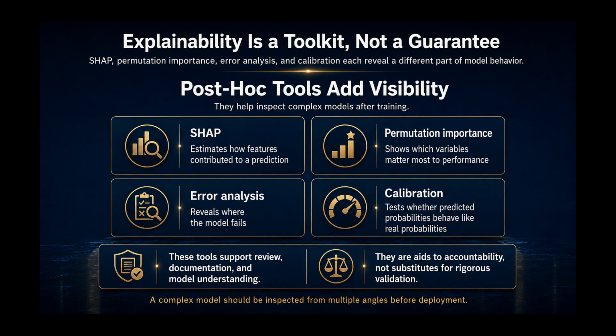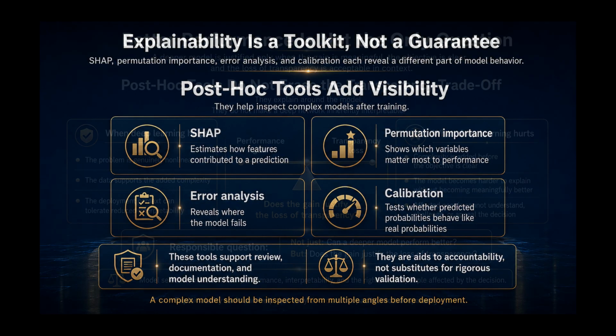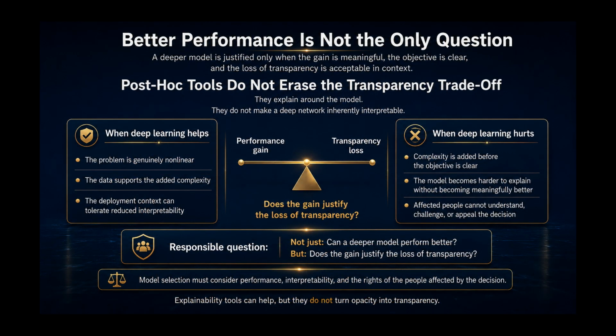Post hoc explainability tools can help. SHAP can estimate how features contributed to a prediction. Permutation importance can show which variables matter most to performance. Error analysis can reveal where the model fails. Calibration can test whether predicted probabilities behave like real probabilities. But these tools do not erase the transparency trade-off. They explain around the model. They do not turn a deep network into an inherently interpretable one.